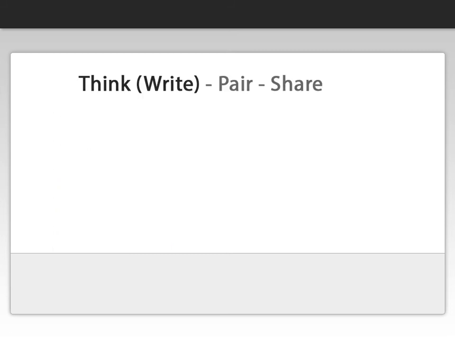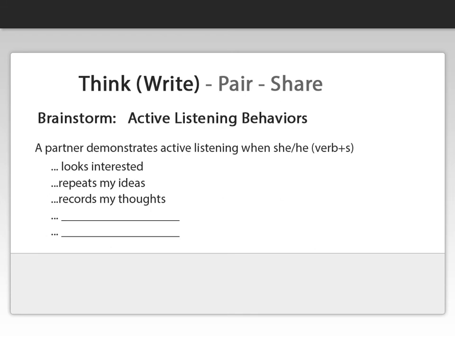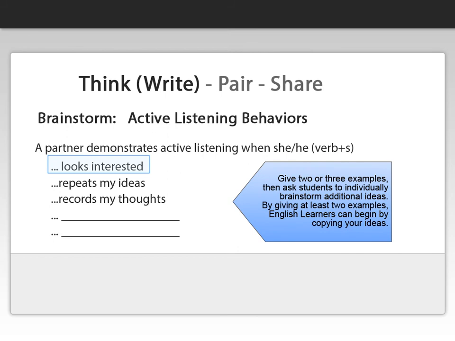In the Think, Pair, Share sequence, students should take some time to write ideas that are evidence of their thinking before they share. In this slide, let's brainstorm some active listening behaviors. It's important to give a few examples before students begin their work, like, a partner demonstrates active listening when he or she looks interested. A partner demonstrates active listening when he or she repeats my ideas. Or a partner demonstrates active listening when he or she records my thoughts. A teacher says, if you agree with my ideas, you may write those, and please find some additional strategies for demonstrating active listening.